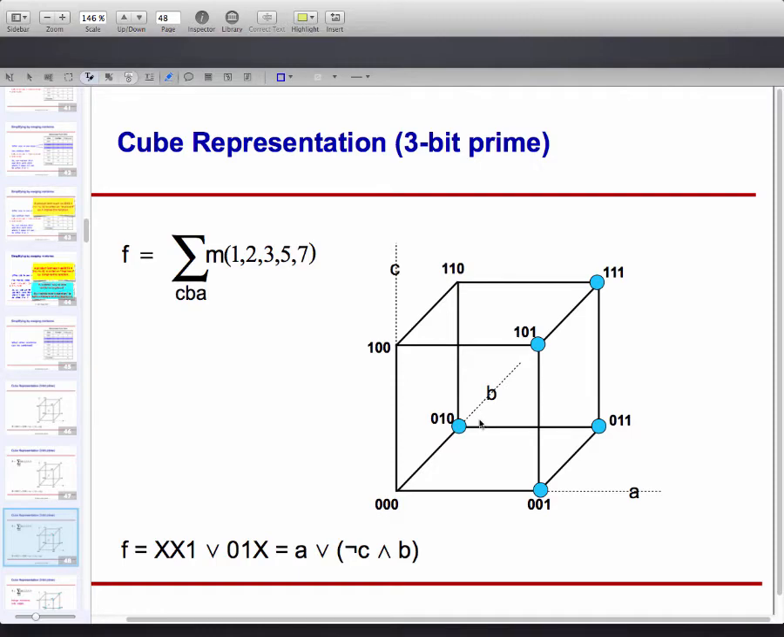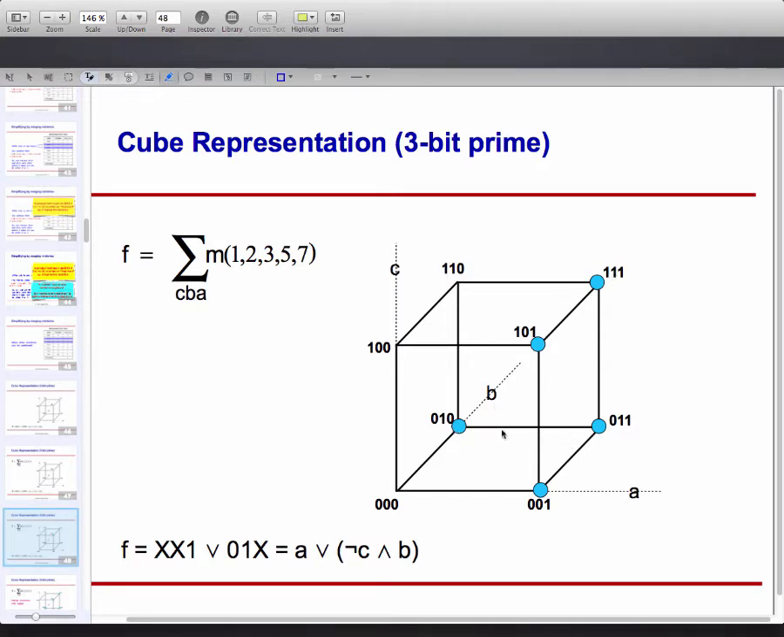Now, merging means I'm merging adjacent rows in the truth table, that is, rows which differ only in one dimension. Those we could merge. In our cube, that means those are corners which are connected by an edge. So any 2 corners which are connected by an edge differ in value for only one of the variables. For example, 101 and 111, which is minterm 5 and minterm 7, are connected by this edge, and they differ only in the B dimension.